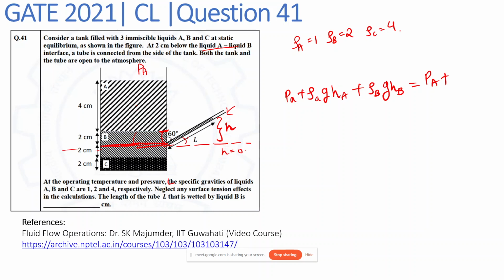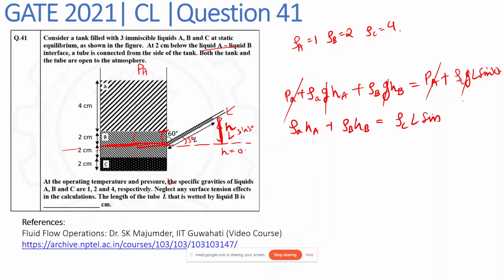So this is 60 degrees, so this will become 30 degrees. So this entire height will become L times sine 30. So the pressure due to this fluid over here will be rho G H, where H is L sine 30. So that will become rho C G L sine 30. Now the atmospheric pressure will get cancelled out, and gravity also we can take common and cancel it out. So ultimately that will be rho A HA plus rho B HB is equal to rho C L sine 30, and we have been asked to find this value of L.